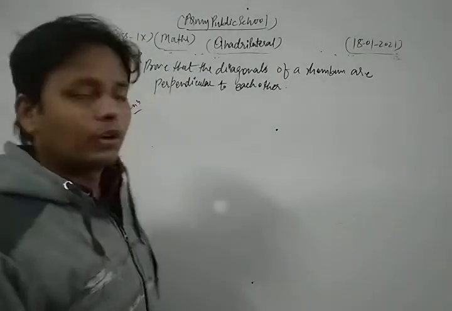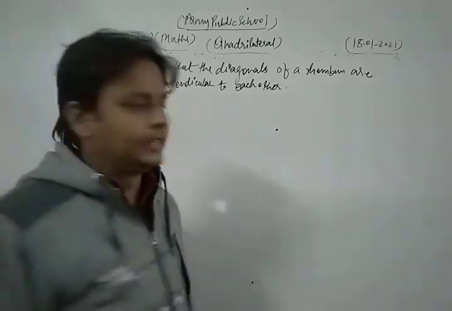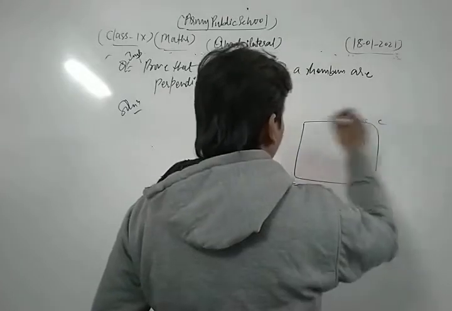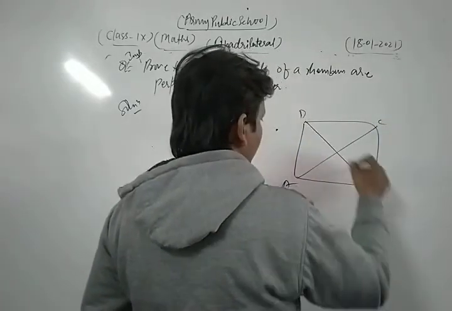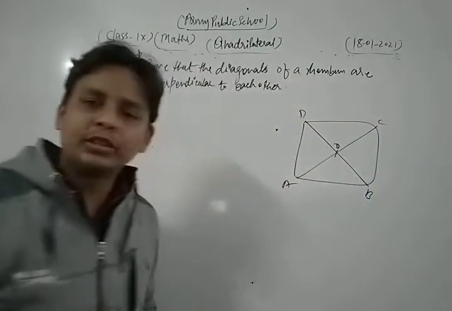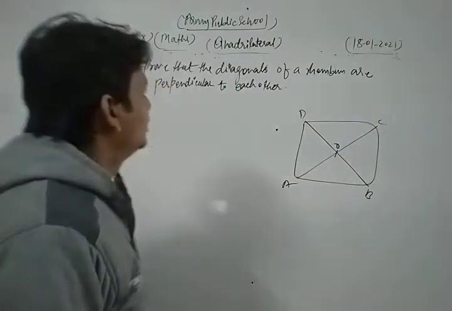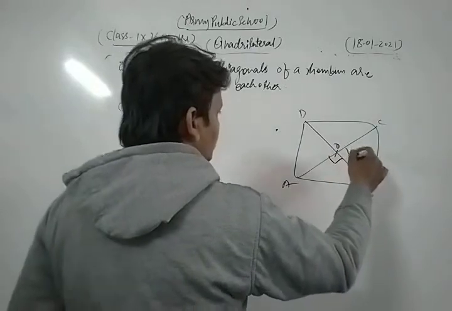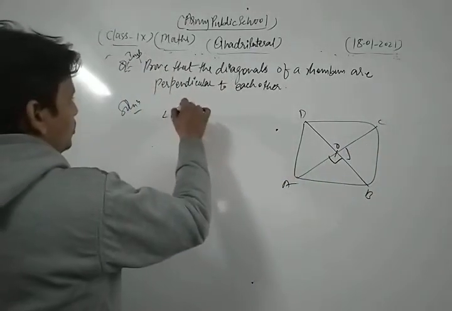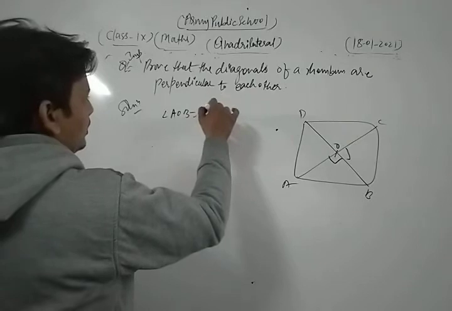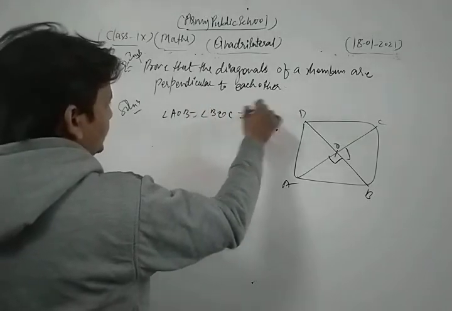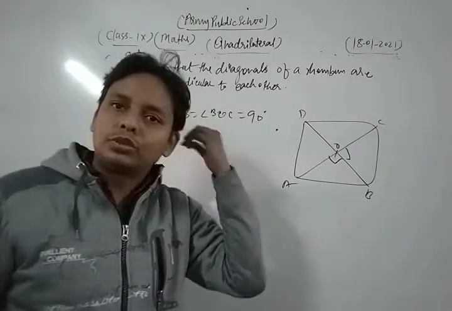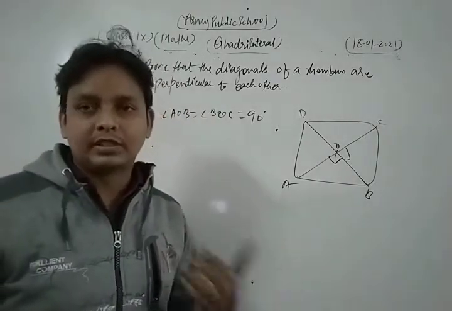Let's see its solution. First of all, dear friend, we draw a rhombus. ABCD is a rhombus and its diagonals AC and BD intersect at point O, and we have to show that the diagonals of the rhombus are perpendicular to each other. We have to show that angle AOB is equal to angle BOC is equal to 90 degrees. This question is solved like the previous question which we discussed in this class.